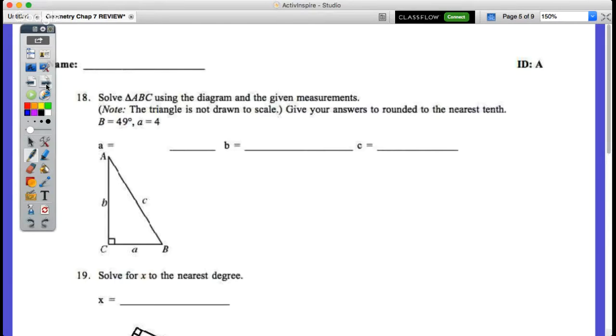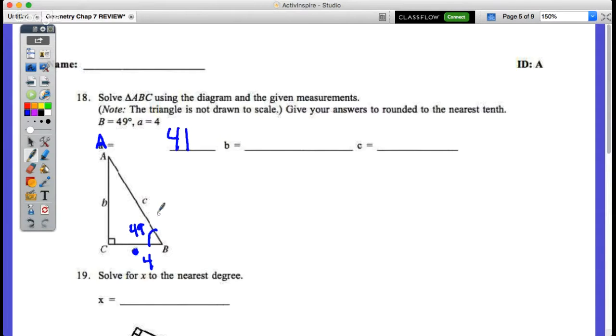Number 18. Solve using the diagram. You're told that this B is 49 degrees, and A is 4. Now this is a typo right here, where they're saying this A, they want capital A, this angle. So if this is 90 and this is 49, how many degrees is angle A? 90 minus 49 is 41.